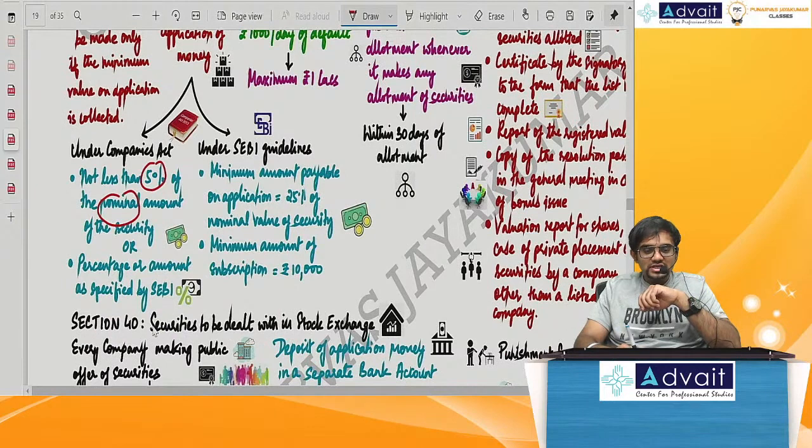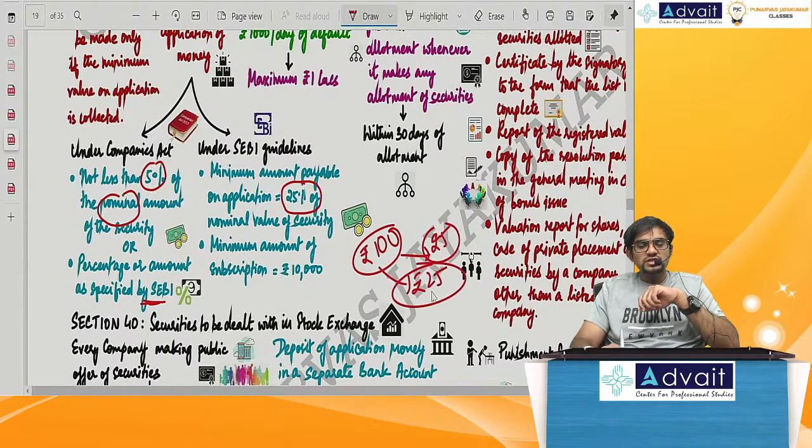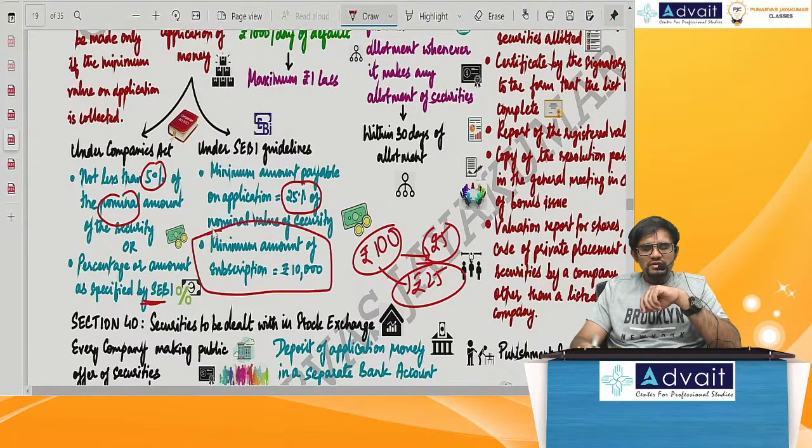But I should actually see SEBI. SEBI says minimum you should take 25% of the nominal value. As per Companies Act, as I explained the other time, if the nominal value is 100, as per Companies Act it is rupees 5. As per SEBI it is rupees 25. So what should I consider? Rupees 25. Minimum amount of subscription, it can't be 1000, 2000, 3000 and all.